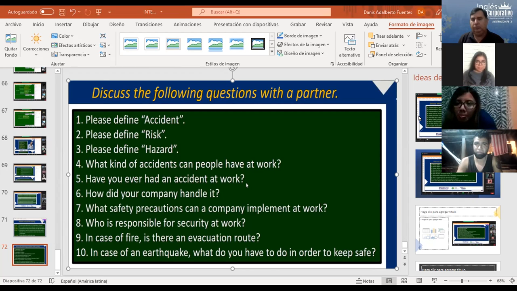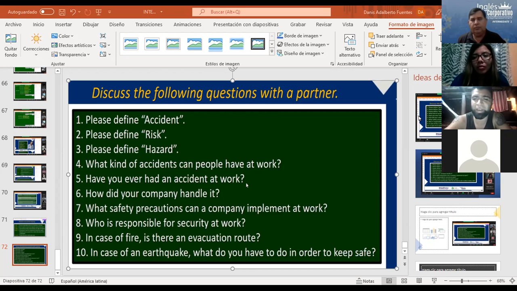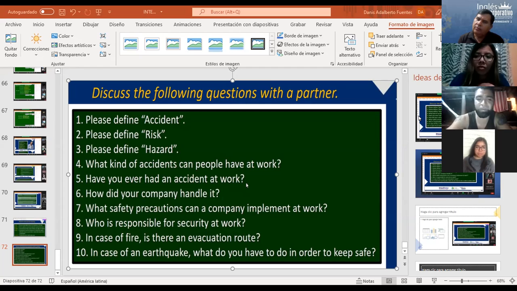We define the second. Please define risk. What is risk? Risk is, for example, to identify a risk in your work. Risk for the cook, or the risk of a hot surface. A hot surface is an identified risk.